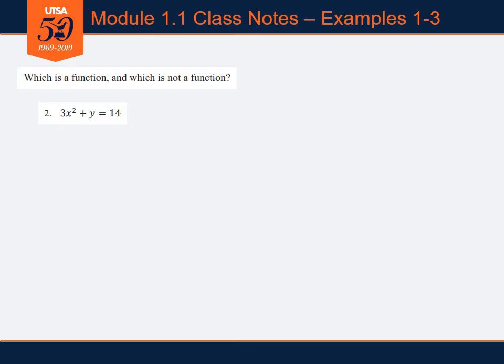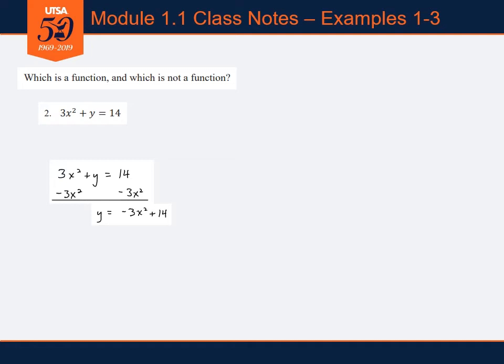That's not terribly difficult to do in this case. We would just subtract 3x squared on both sides, and we've got y equals negative 3x squared plus 14. So y equals negative 3x squared plus 14. And just having done that single step of solving for y, I now see that no matter what I plug in for x, this is what y is going to equal.